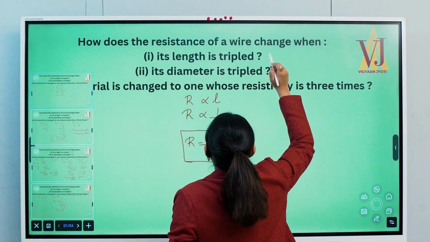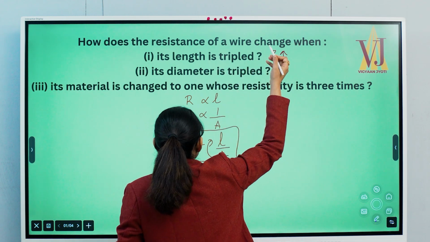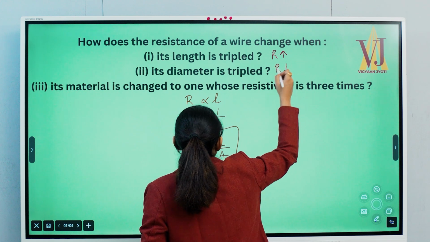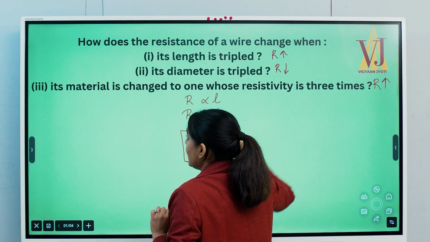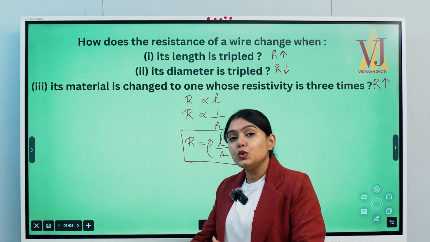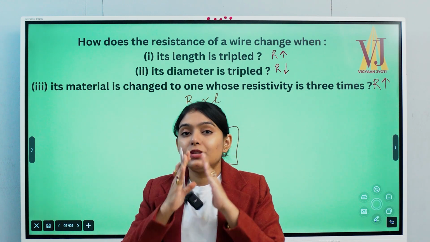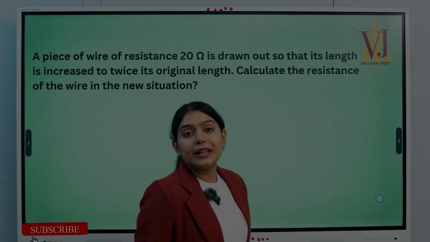If my length is increasing, resistance will increase. If my diameter is increasing, resistance will decrease. If my resistivity is increasing, then my resistance will also increase. Clear? This is how you need to break a big problem into sub problems and try to grab the answer. Clear? Okay. So let's come to a new question.